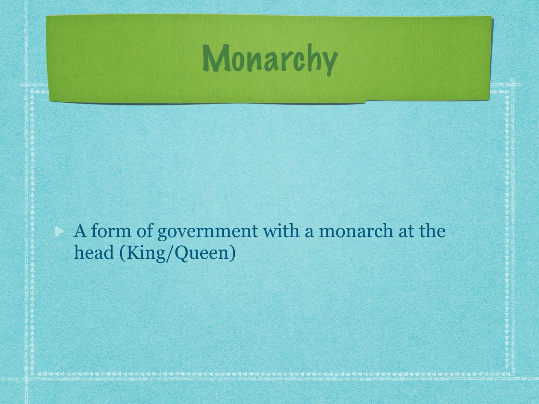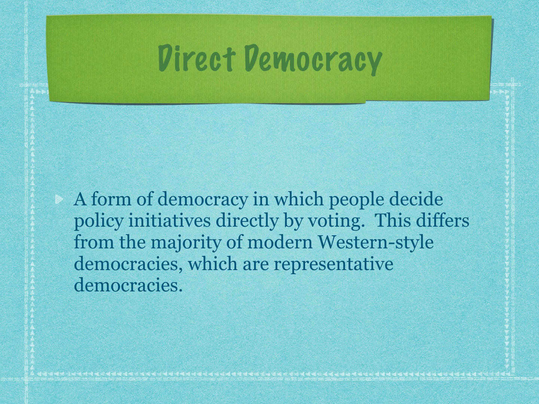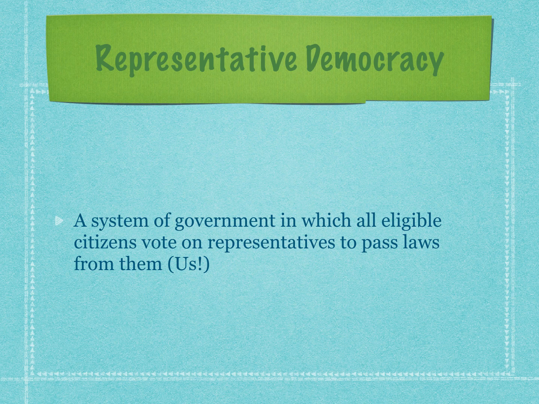Monarchy is a form of government with a monarch at the head who governs where they are. So again, like Queen Elizabeth over in England. She's a monarch. Then there are two different types of democracy. The first one is a direct democracy, which is when the people decide policy initiatives directly by voting. And this differs from what the modern Western style democracies are, which are representative democracies, which is the second form of democracy. And this is a government where the eligible citizens vote on representatives to pass laws for them.